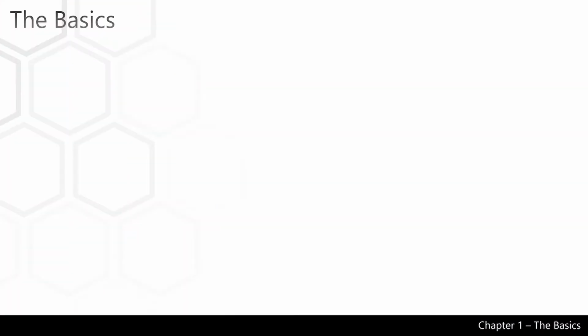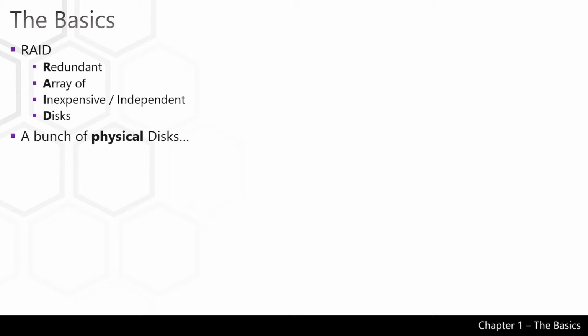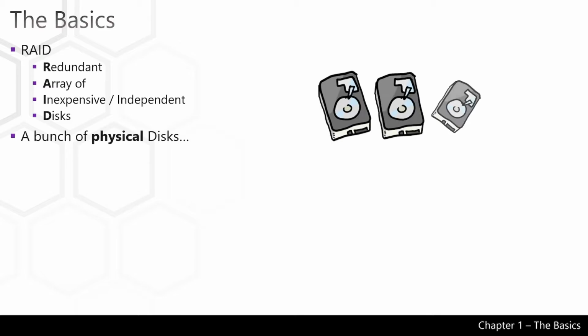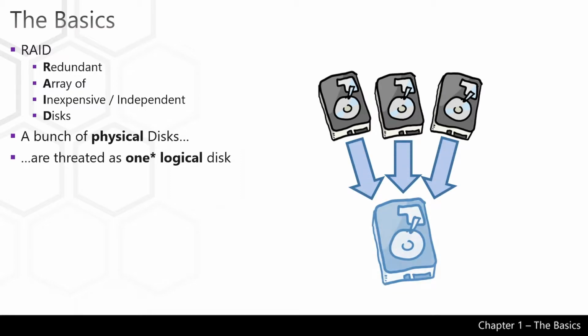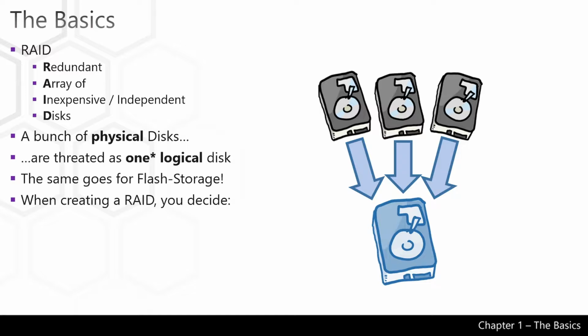So what is a RAID in general? RAID stands for Redundant Array of Inexpensive or Independent Disks. So you take a bunch of physical disks or flash storage and treat them as one logical disk. Of course, whenever I say disk in this episode, I also mean flash storage. When you create a RAID, you decide, should it be fast or should it be safe? As a general rule, more speed means less safety for your data, and vice versa.